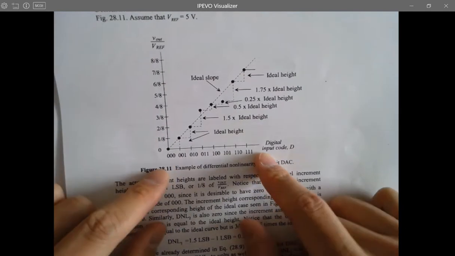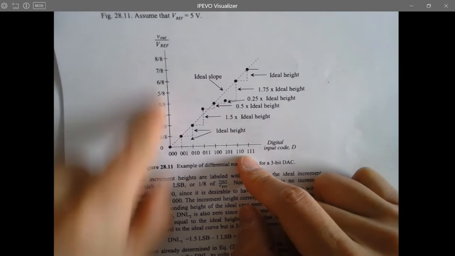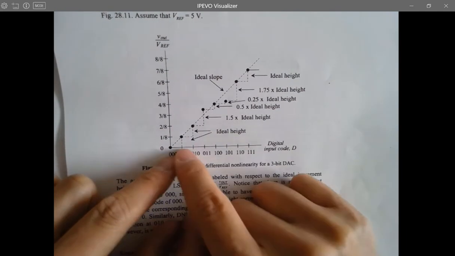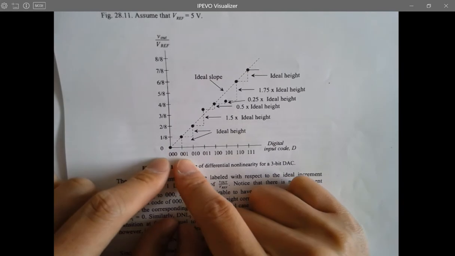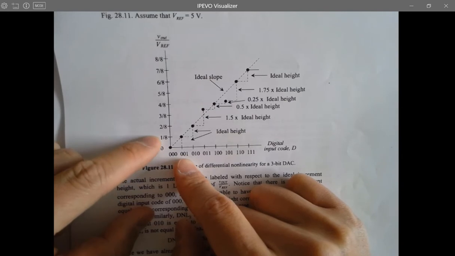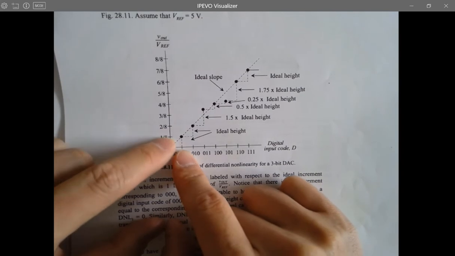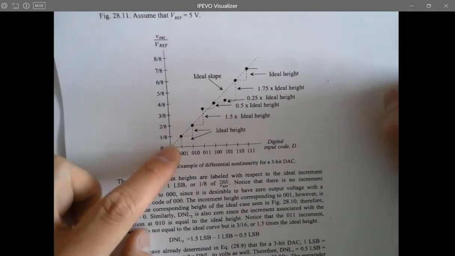input and output make sense. Inputs are digital signals. Outputs are all these analog signals. And every change on the x-axis is supposed to get a 1 LSB change of the voltage. See, from here to here, you get a 1 LSB step. So this dashed line is an ideal transition line.